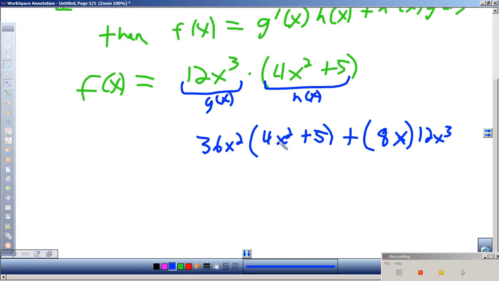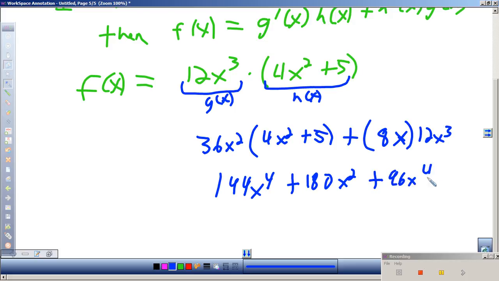So 36 times 4, 72, 144, x to the fourth, 5 times 36, plus 180, x squared, 8 times 12, 96, x to the fourth. Combine these, 96 plus 144, that's 240.